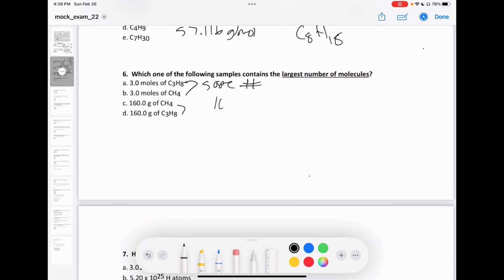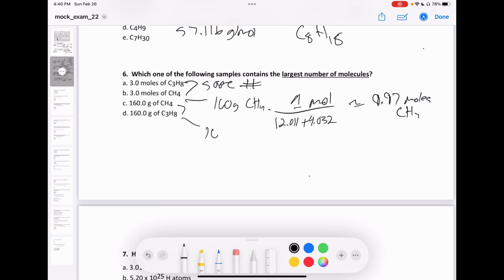So 160 grams of methane, CH4, divided by the molar mass of 12.011 plus 4.032, which is just 4 times the mass of hydrogen. Dividing that, we get around 9.97 moles of CH4 for C.